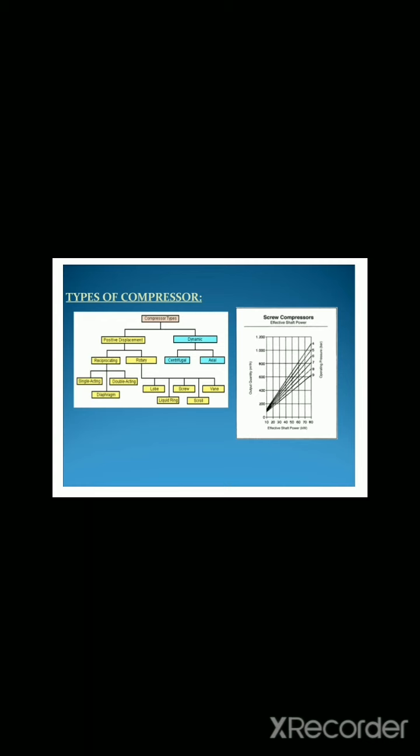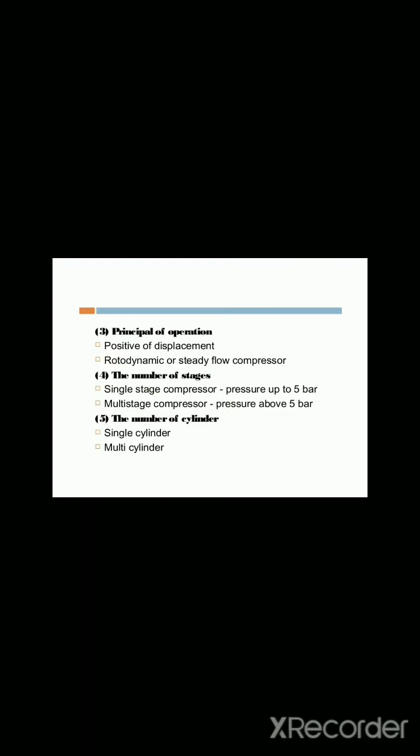And the other main type is dynamic. There are two basic subtypes, that is centrifugal and axial. So a graphical representation is also shown according to screw compressors, according to pressures. Principle of operation is positive displacement, rotodynamic or steady flow compressors.